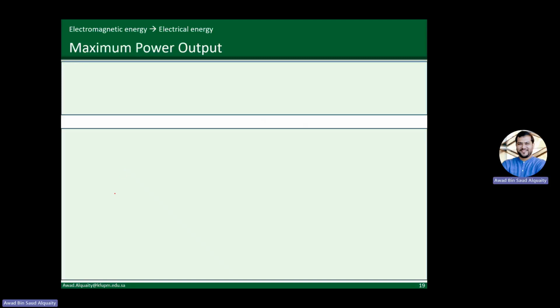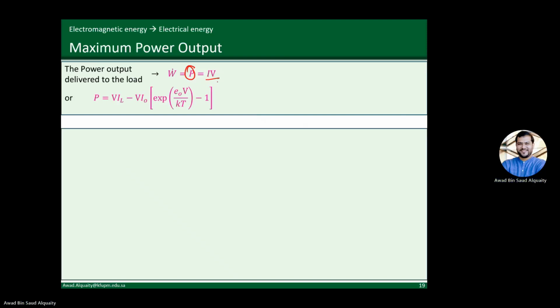Moving on, we always want to maximize the power output. So we said the power from a solar cell is equal to current times voltage. If you want to look at the maximum power, then we will simply have to set it equal to VMP times IMP.